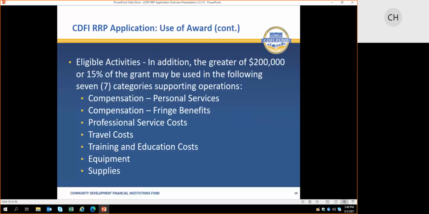There are also 7 eligible or authorized activity categories supporting operations in which an organization may expend the greater of $200,000 or 15% of their total RRP award in support of, and those are compensation, personal services, compensation fringe benefits, professional service costs, travel costs, training and education costs, equipment, and supplies.